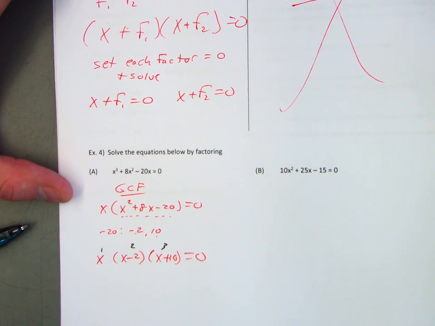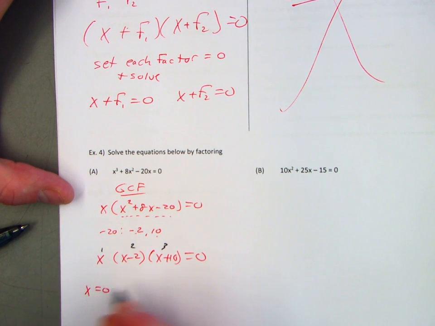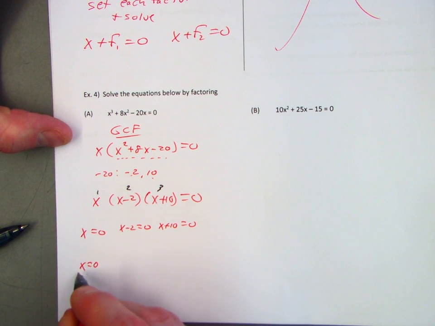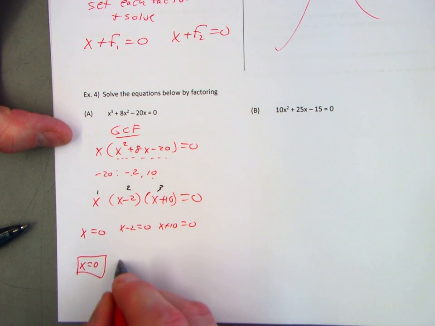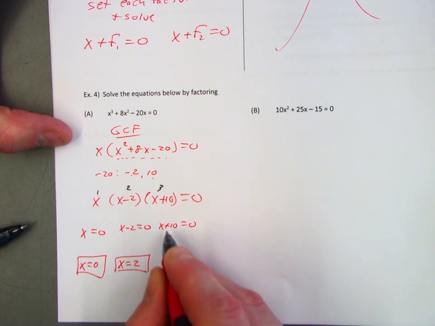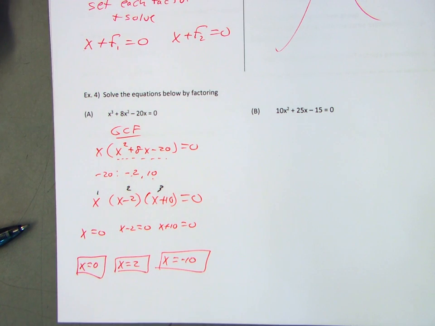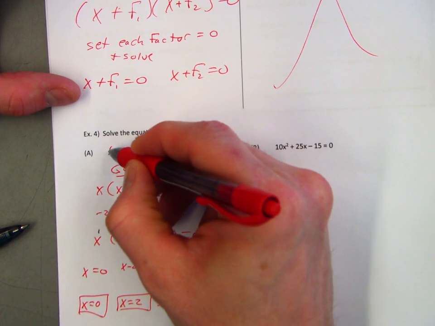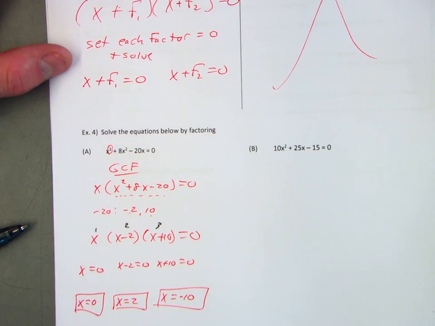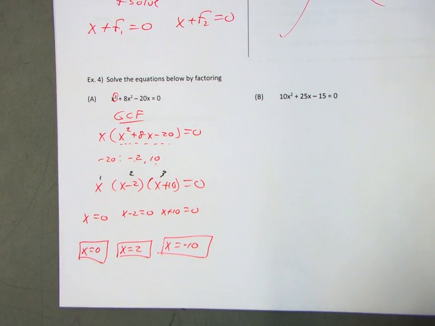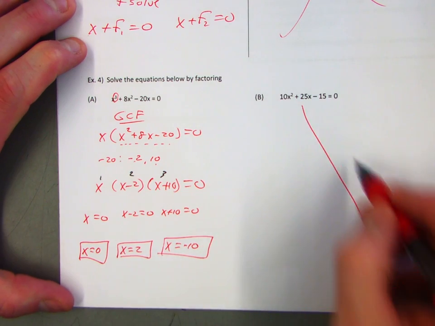Set each factor equal to 0. And solve each. First one's easy. It's already done. Add 2. Subtract 10. There's your three answers. Exponent of 3 more than likely means you're going to get three real roots, unless you're asked to do something with imaginary roots. This, later.